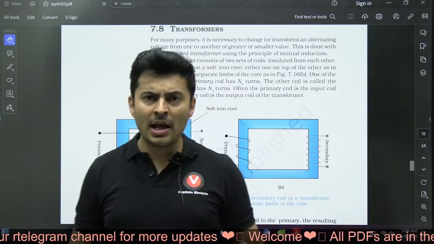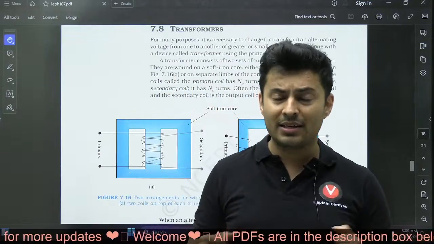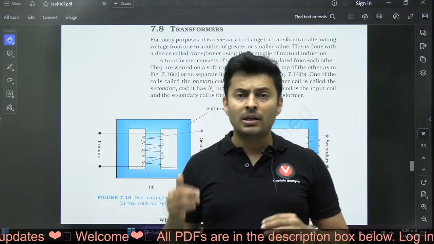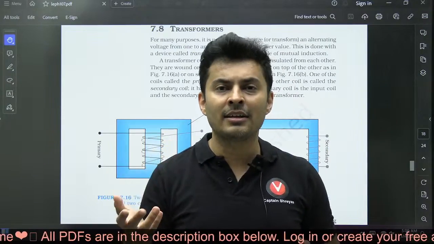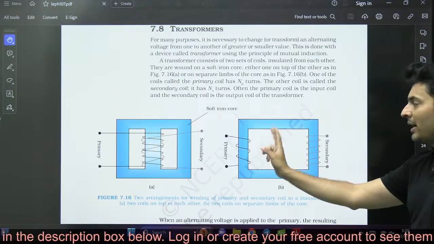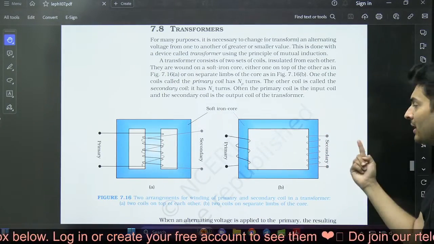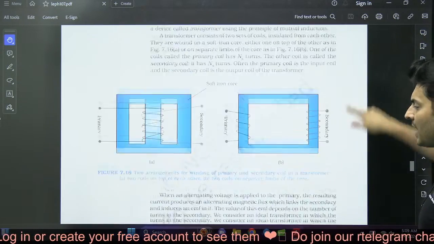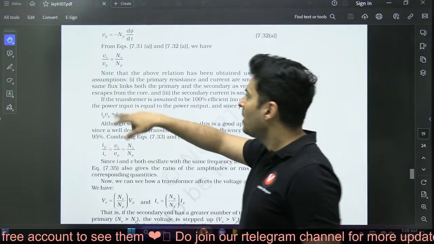Transformers are a device which is used to convert high to low or low to high voltage. Energy is still conserved, so when voltage increases, current decreases, and when voltage decreases, current increases. It is based on the principle of mutual inductance. So current variations in the primary are transferred, and you will see voltage is induced in the secondary coil.